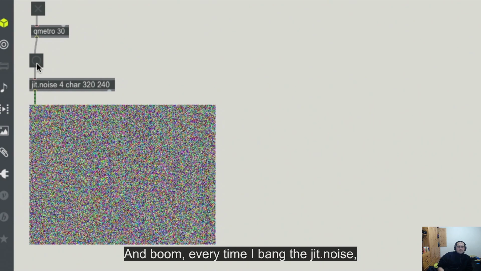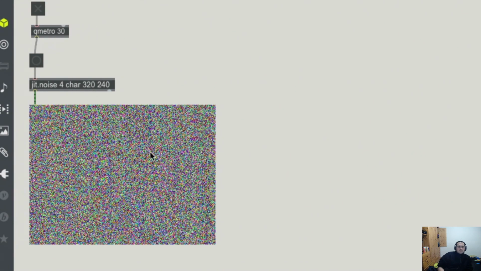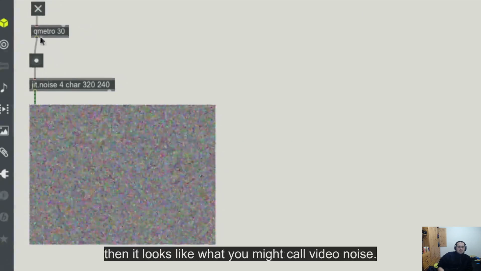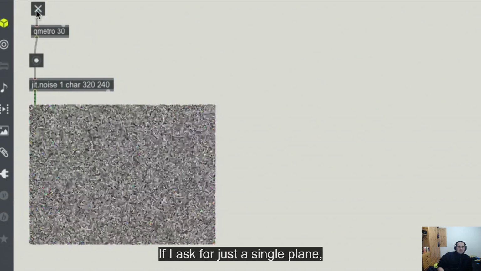And boom, every time I bang the JIT.noise, it rolls the dice 320 times 240 times 4 times and fills my matrix with random numbers. And if I do it again, it gives me different random numbers. And each time I do it, it's different random numbers. And if I do it repeatedly, then it looks like what you might call video noise. And that's color video noise. If I ask for just a single plane, then I get black and white video noise.